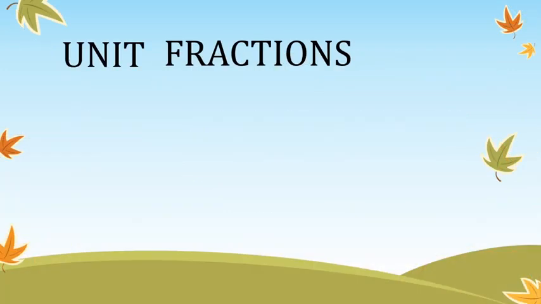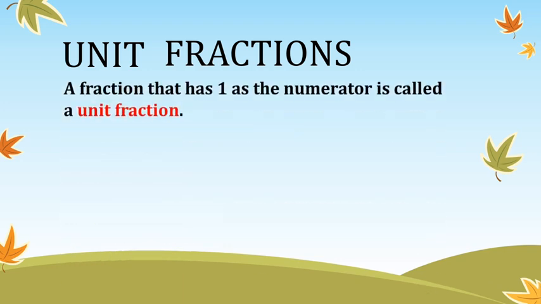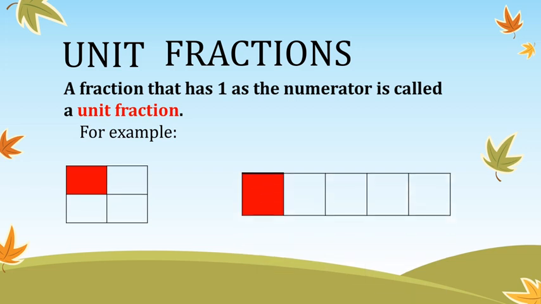Unit fractions. What are unit fractions? A fraction that has 1 as the numerator is called a unit fraction. For example, you see two figures are given over here. The first figure is divided into 4 parts and the next figure is divided into 5 parts. So what are the fraction representations? 1 upon 4 is for the first figure, 1 upon 5 is for the second figure.